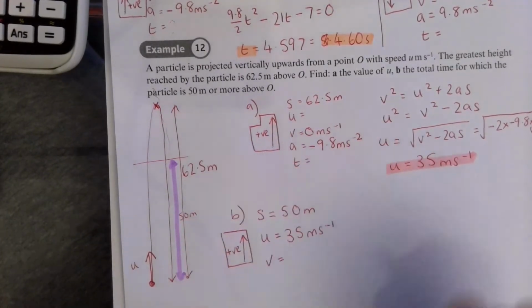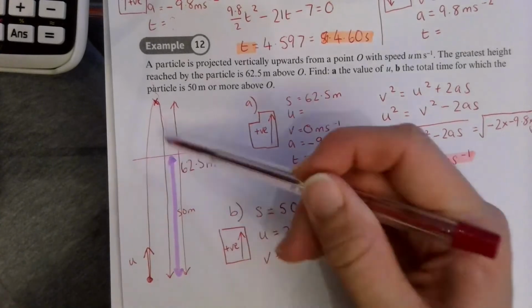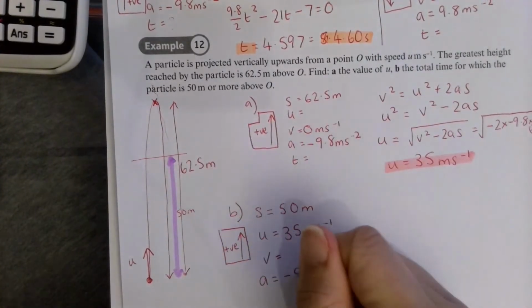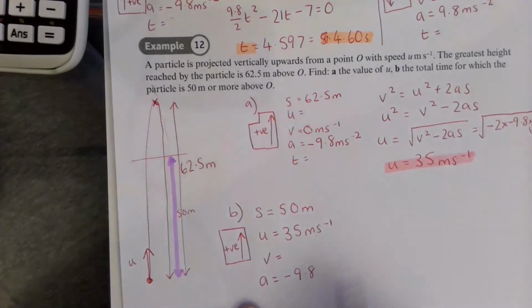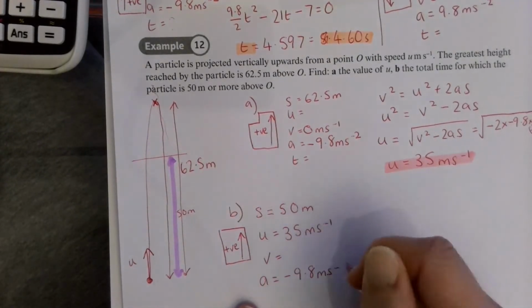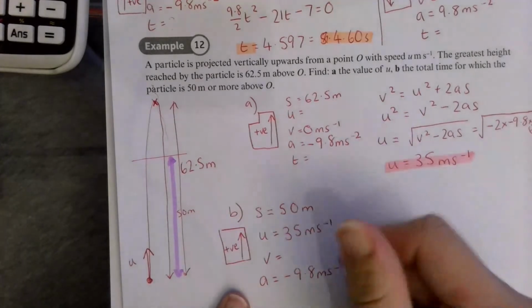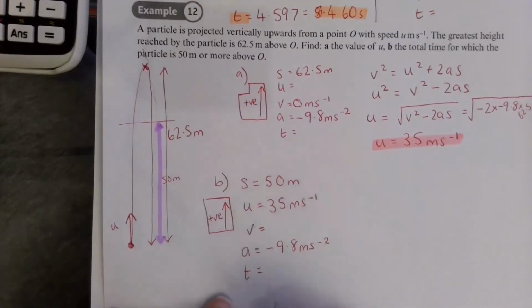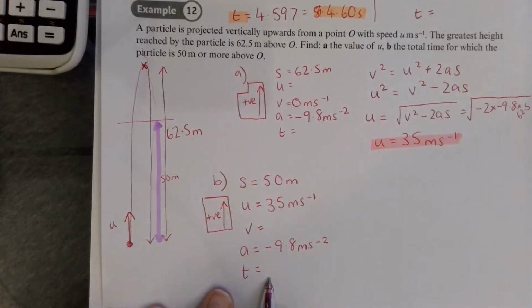The final velocity, I don't know. I don't know what the velocity is as it passes those points. The acceleration is negative 9.8, same as before. We're talking about the acceleration due to gravity, but we're taking upwards positive, so that's why we need negative 9.8. And the time is what we're trying to work out. That's what I'm trying to solve for.